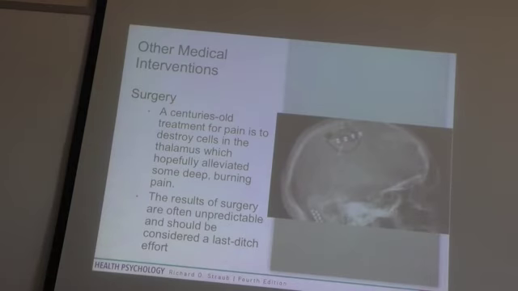The results of the surgery are often unpredictable and should be considered a last-ditch effort, mainly because the thalamus is, well, it's not as big as the palm of my fist, but it's a relatively large organ, and how do you know which part to destroy? That would be the problem. And if you destroyed the wrong part, of course you would be interrupting something that you didn't want to interrupt.